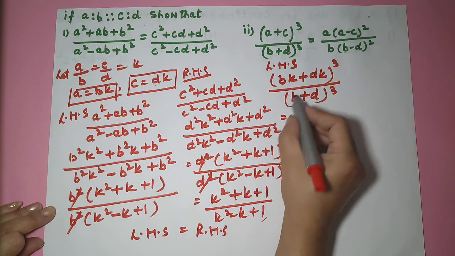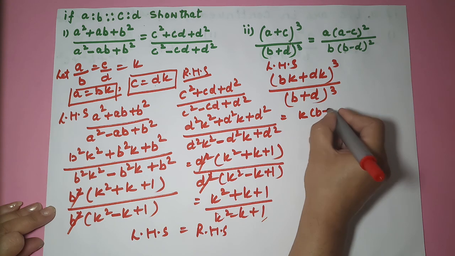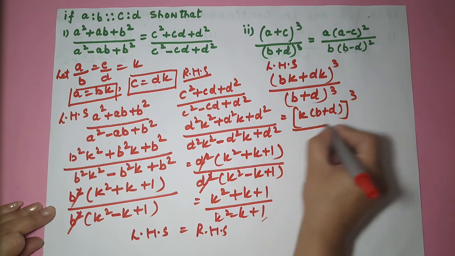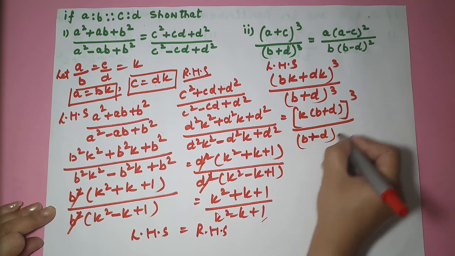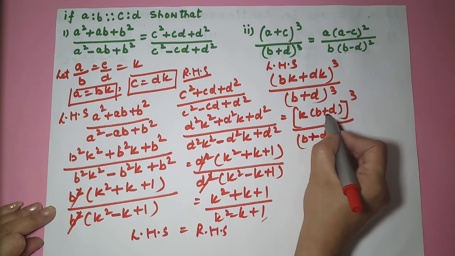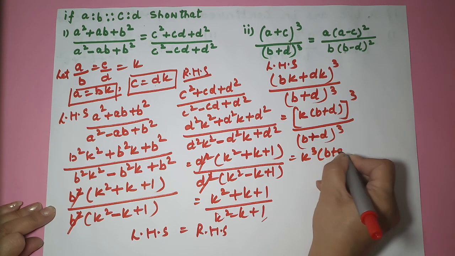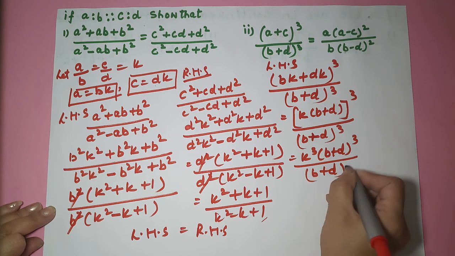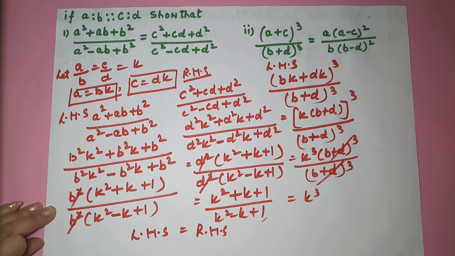Now this becomes, can I take anything common inside? Yes, k. And this all happens inside this cube only, divided by (b plus d) whole cube, right? Now this cube applies to this k also and to this also. So I can write this as k³ into (b plus d) whole cube divided by (b plus d) whole cube. So this and this will go. I am left with k³ only.